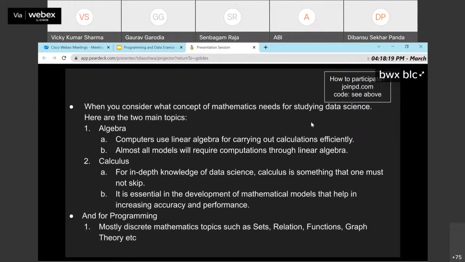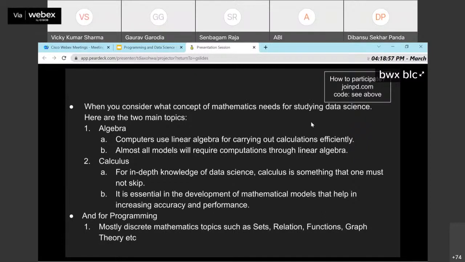Once you clear this exam, you will be enrolling for Mathematics 2, Stats 2 and other courses, wherein you will be dealing much with this, because these are foundations required for your other courses like machine learning. I'm talking in the sense of data science. So these things are required, okay? Now for programming, mostly you will be dealing with discrete mathematics, which involves concepts such as sets, relations, functions, and graph theory. These are the concepts which will be needed.